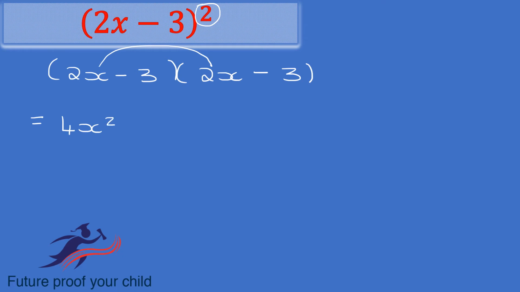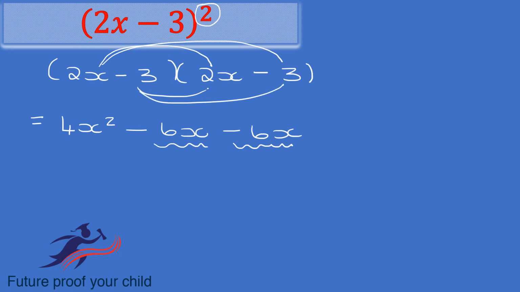Outer terms, 2x times negative 3 is negative 6x. Inner terms, negative 3 times 2x is negative 6x. And you will notice that these two terms will be identical as we have two identical brackets. And then negative 3 times negative 3 is positive 9. Then I will say it's 4x squared, my like terms in the middle, minus 6x is minus 12x, and then plus 9.